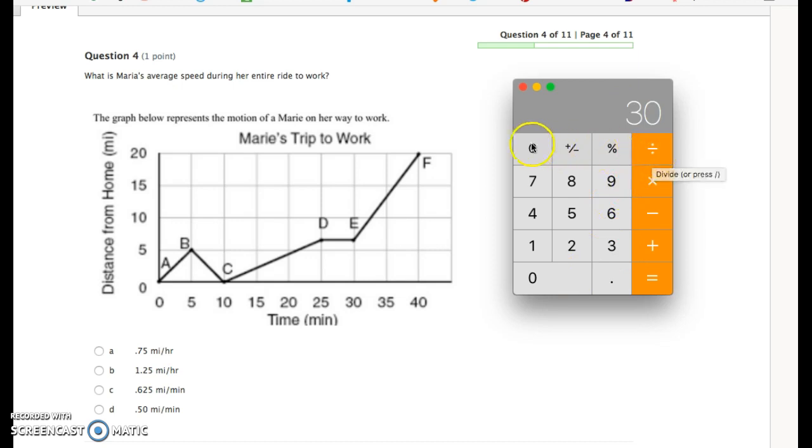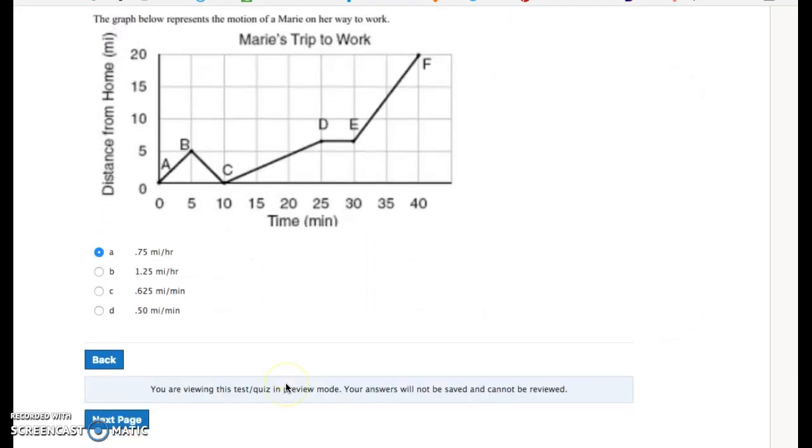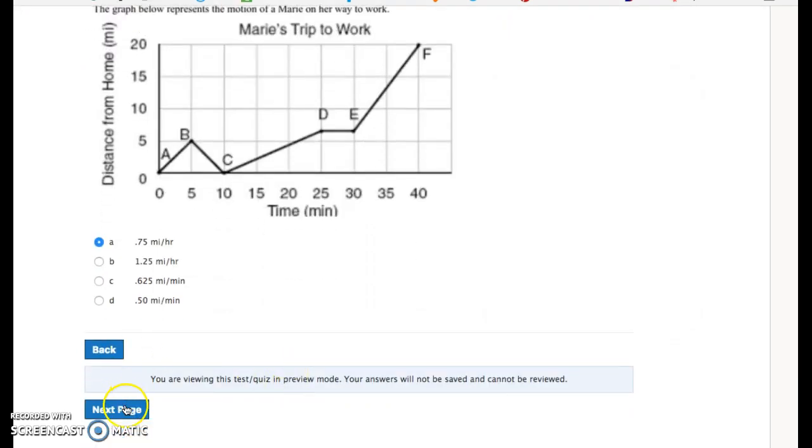I'm sorry, you do the total distance, 30 miles, and then divide by her total time that it takes her, which is 40 seconds. So 30 miles distance divided by 40 seconds of time is 0.75 miles per hour average.